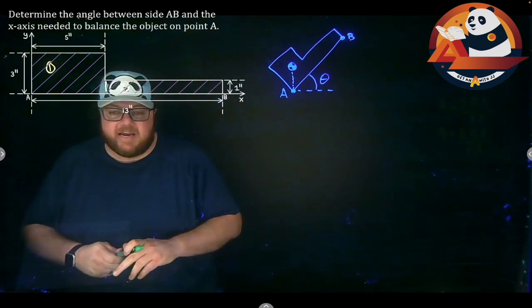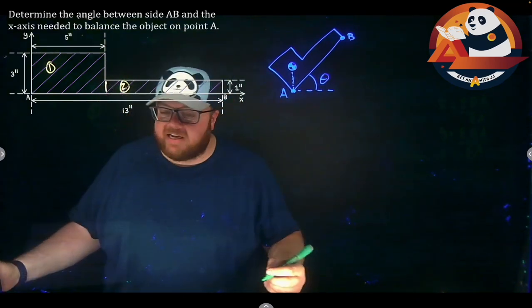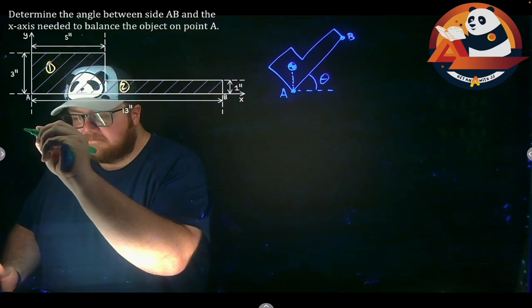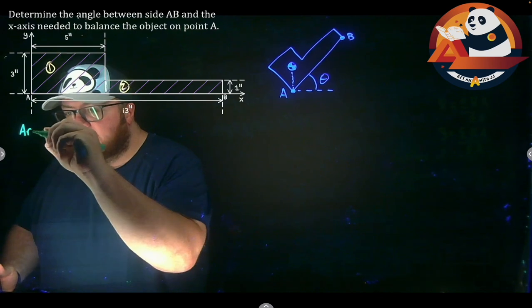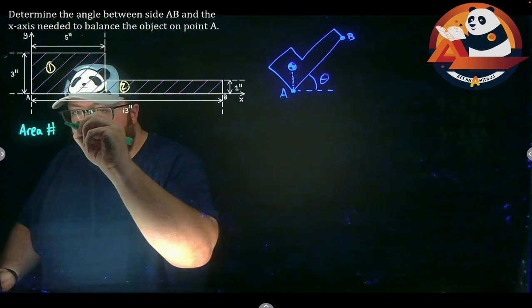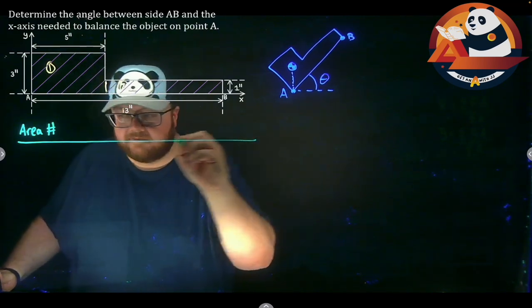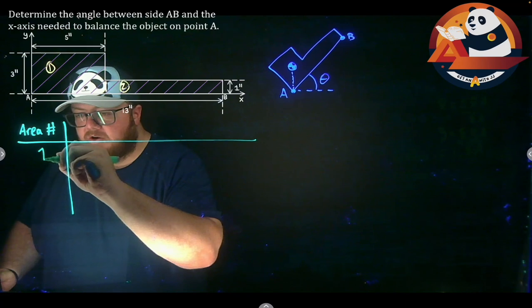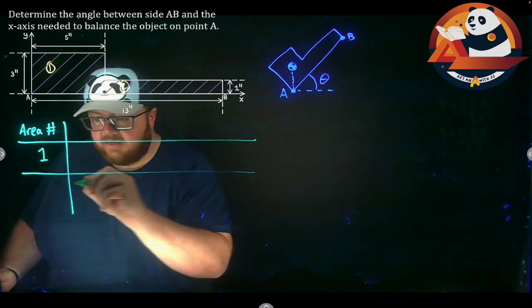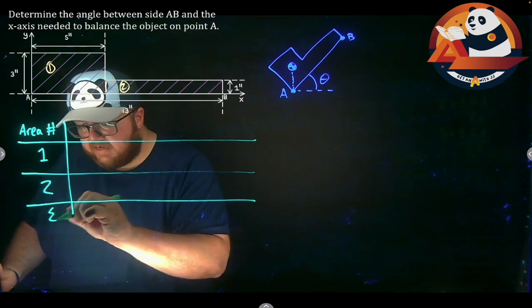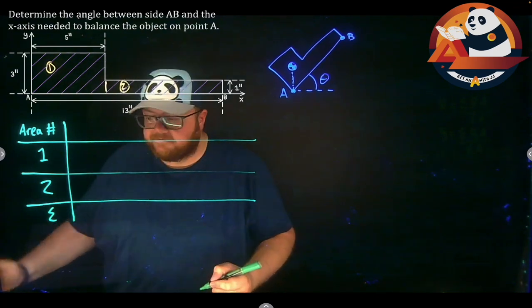I need to make a centroid table. Always make a table for centroid. It makes our work really easy to follow, and things just look nicer. My first column is the area number. I broke this into two pieces, so I need a row for each: shape 1, shape 2, and then a summation row at the end.